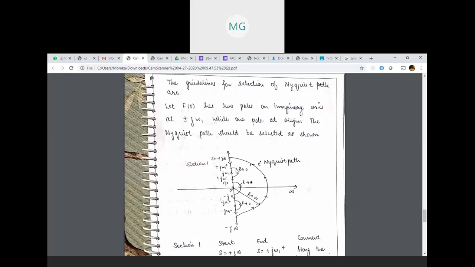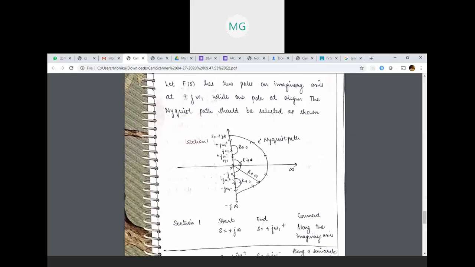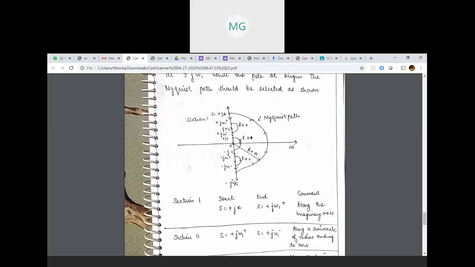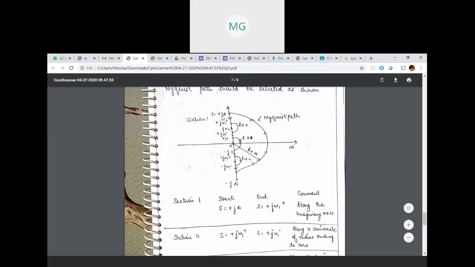Now the mapping of these sections in the F plane can be achieved by drawing the polar plots for various sections by the shortcut method. I'll be explaining these shortcut methods in the next class. How do we draw these with the help of polar plots? We can divide the entire Nyquist path into a few sections. Your section one starts at plus j omega. I hope it is clear.